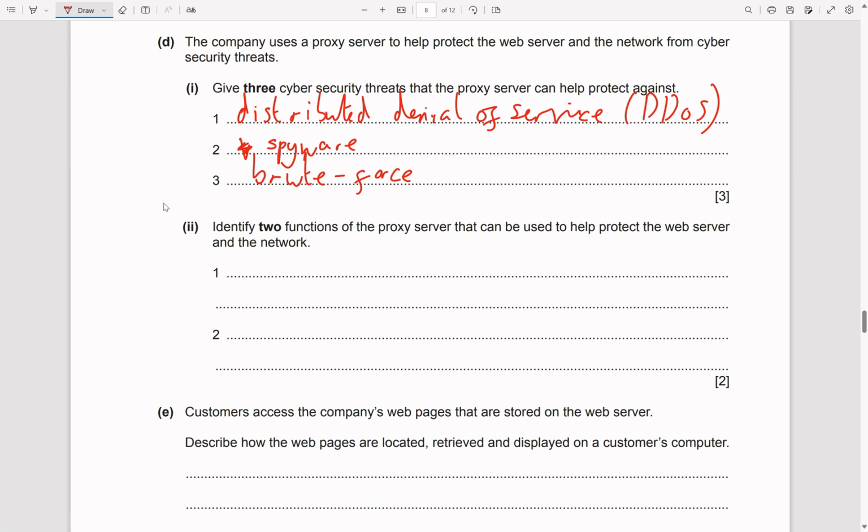And again, the way that works is it's just going to be based on the IP. So if the proxy sees one IP address making thousands of requests per second, then it's just going to block that IP.